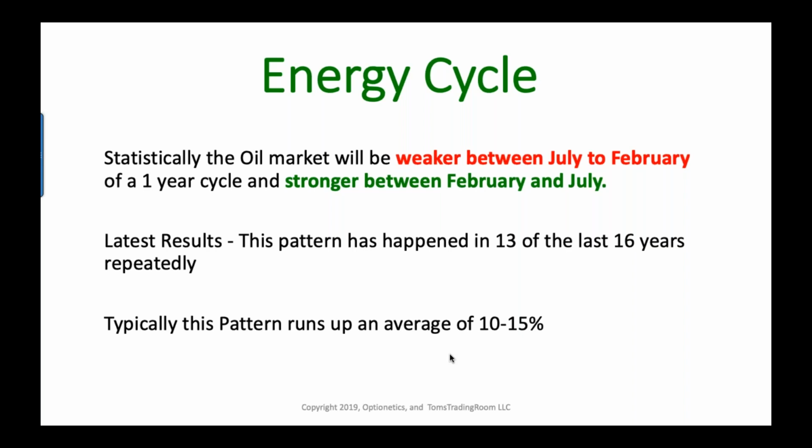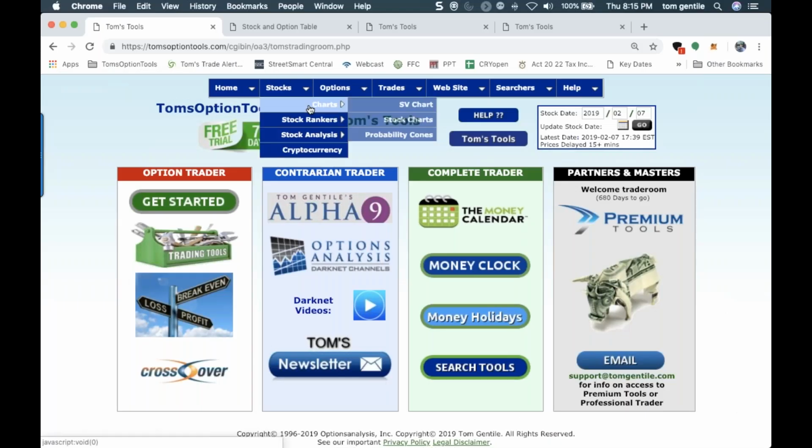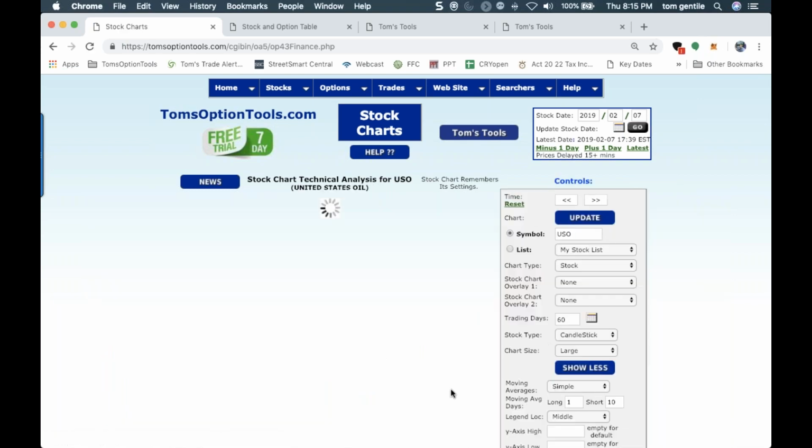Now, the more that something moves prior to that pattern, the more likely it's going to move a lot in the pattern. So if you look at the price of oil, you know what? This is probably where I need to go to some tools. So let's go over to Tom's option tools. Let me go to charts. I'm actually going to bring up USO. We look at USO every week. I'm looking at least once a week. Nope, not CUSO, USO. All right, so here comes USO.